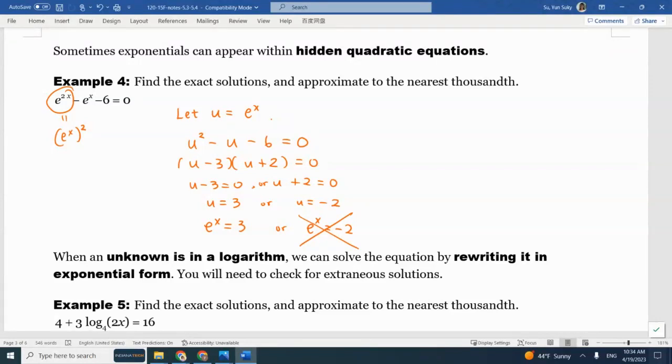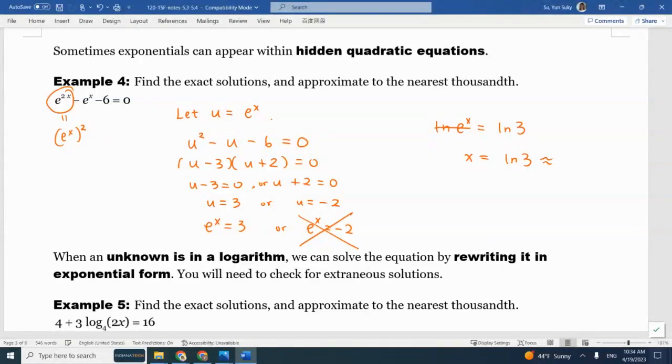Solve for x. Yes. How do you get rid of e? You do natural log. Yeah, we do natural log. So we get natural log of e to the x is natural log of 3. Now ln and e cancel. So x is ln of 3.